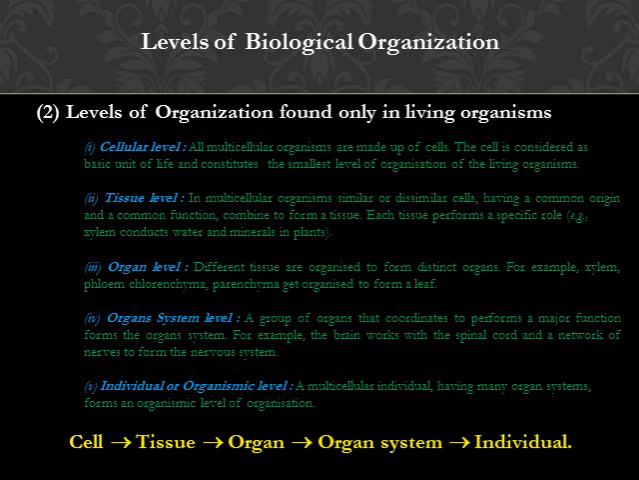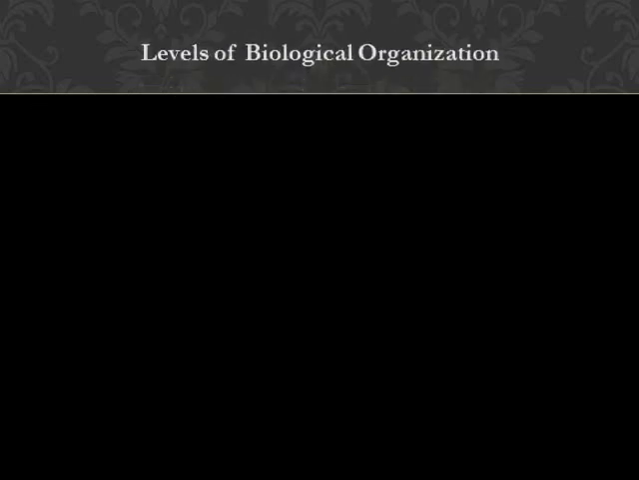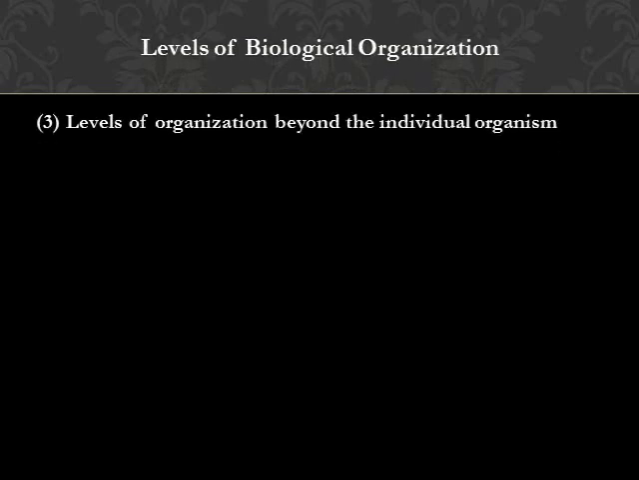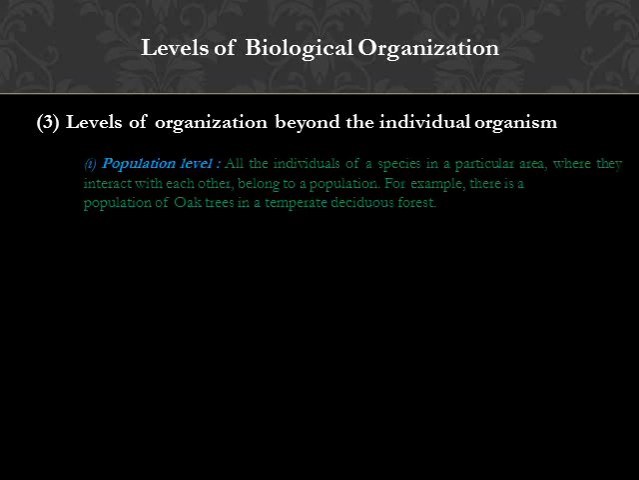Now the last level of biology, and that is the level of organization which is beyond the individual organism, which is actually imagination, right? It is not viewable, it is imagination. First is the population of a particular large area. All the individuals of a species in a particular area where they interact with each other belong to a population. It is said to be the population.